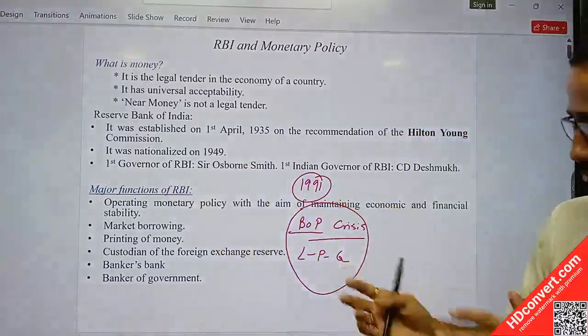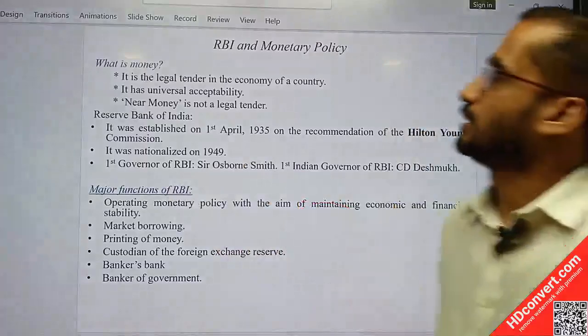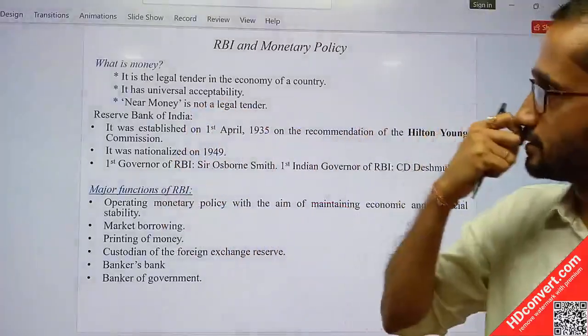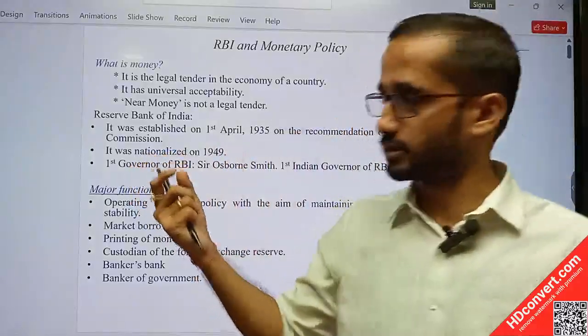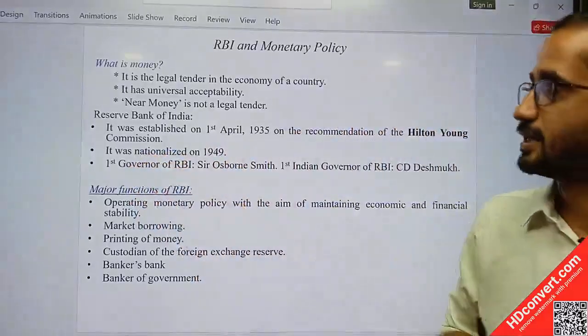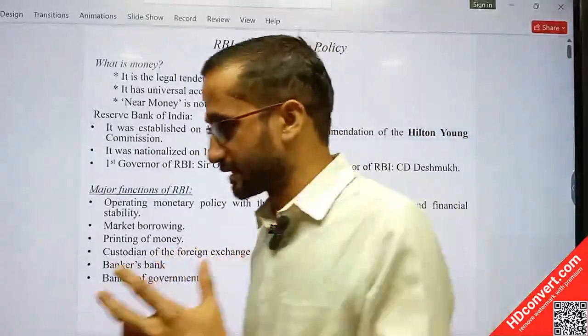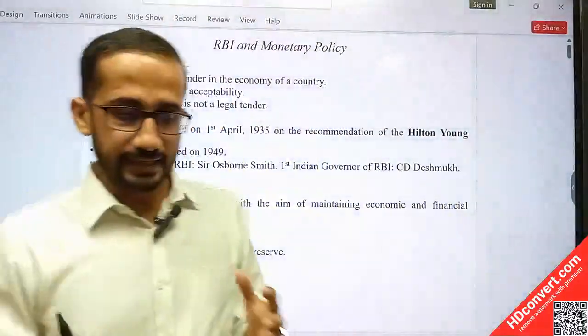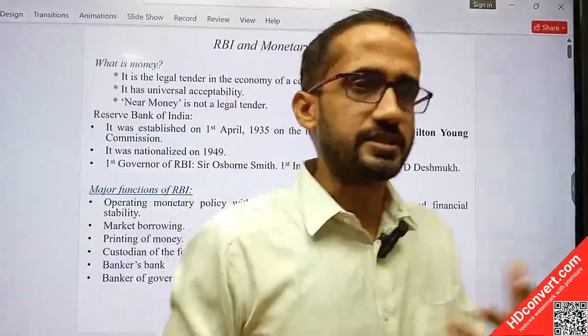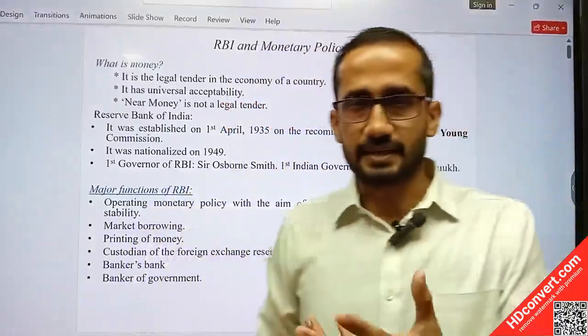Now I go back to monetary policy. Money, as you already know, is a universally accepted medium of exchange. Again, there are two types of money. One is legal tender. So what is legal tender? If you see in India, rupee is a legal tender. It means cash is a legal tender.